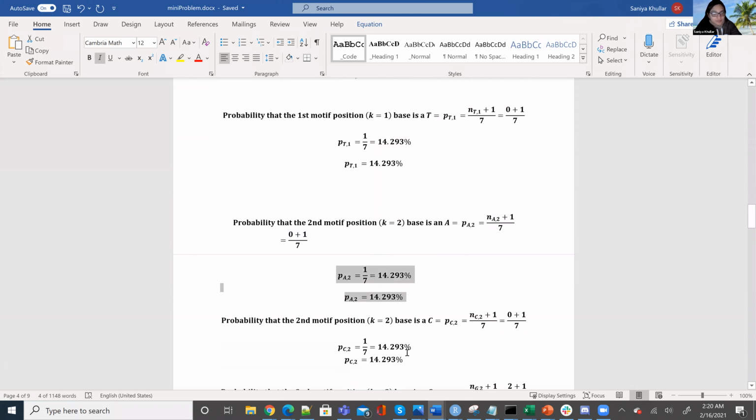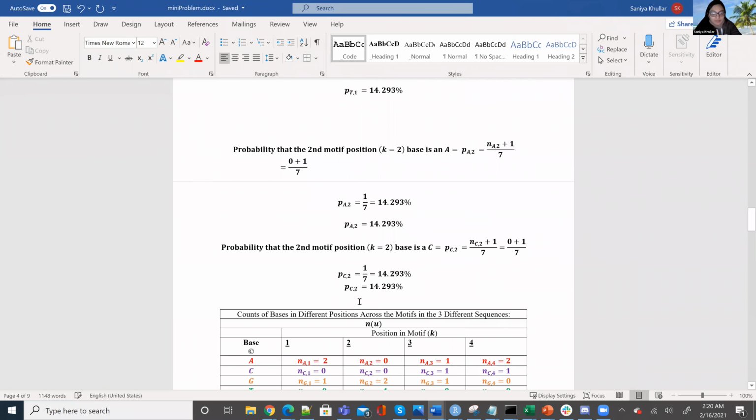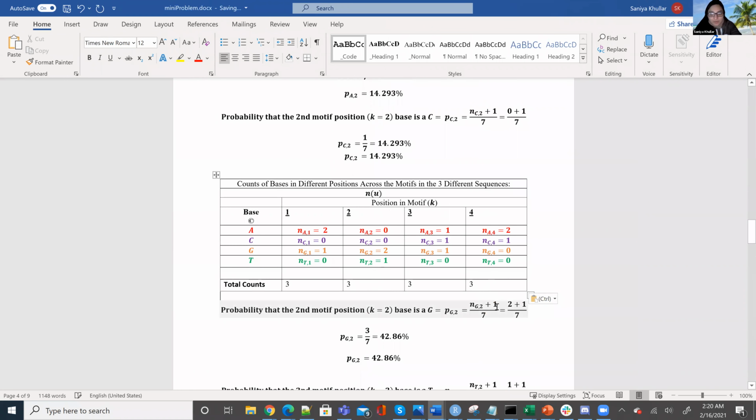14.293. C is also a 0. For G, what we see here, again, bringing it back here, is that we have about 2 bases here that are G and one that's like the pseudo count. So it's 3 over 7.